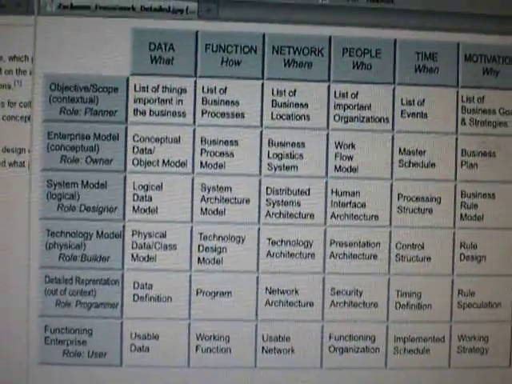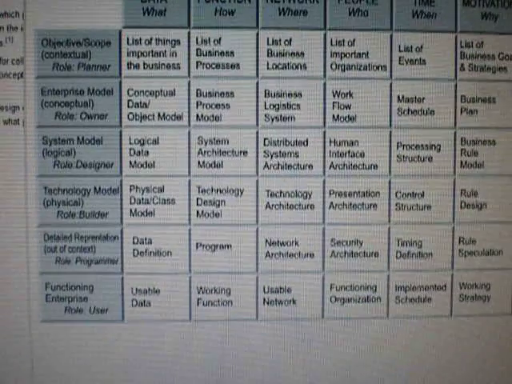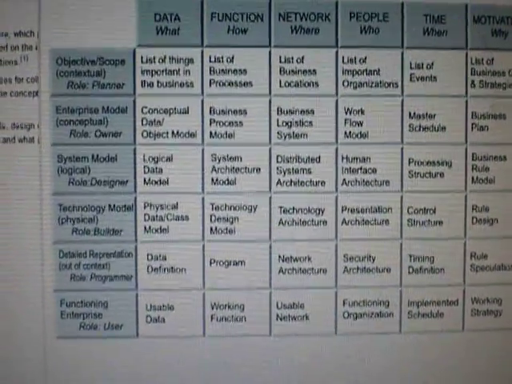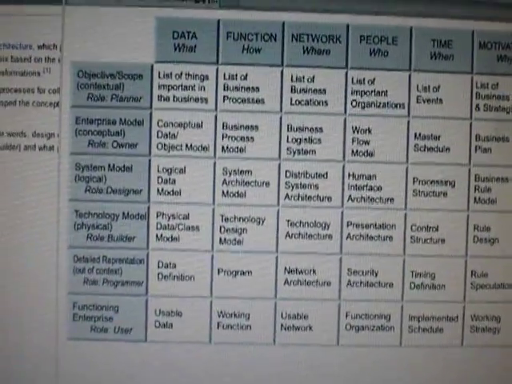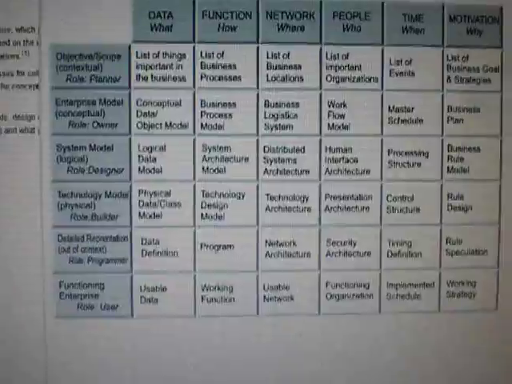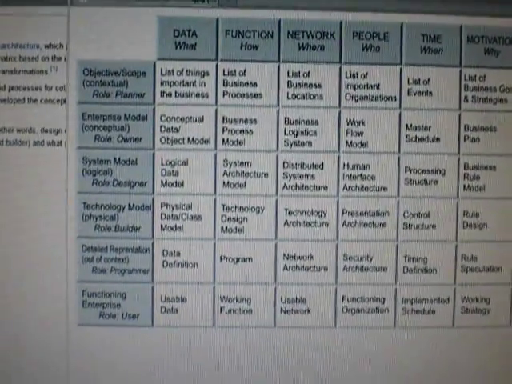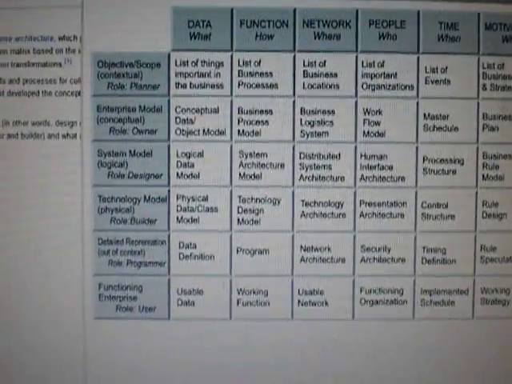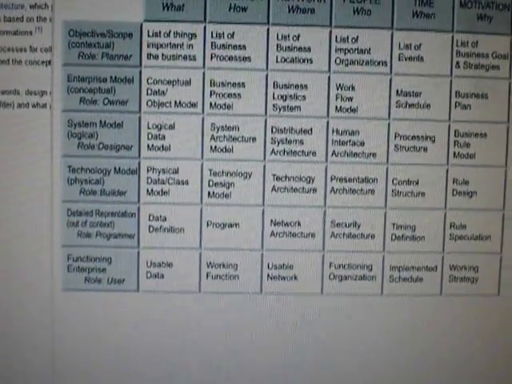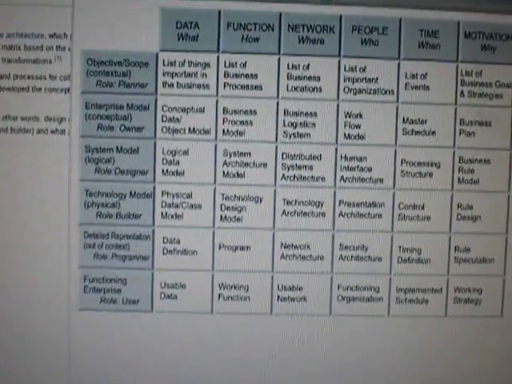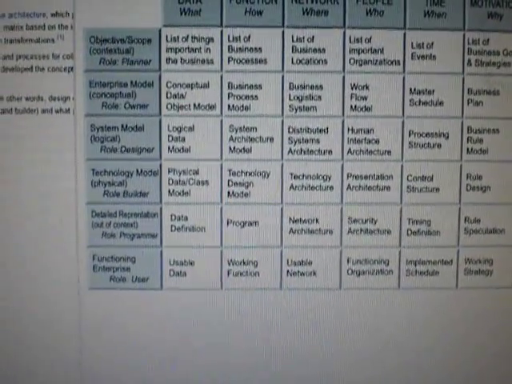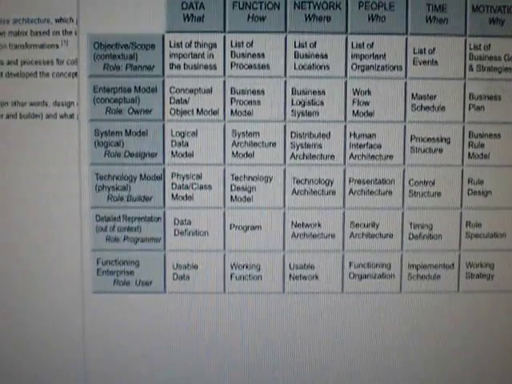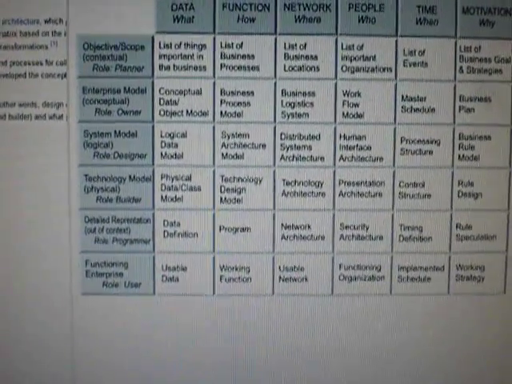Row 2, the enterprise model, concepts, master schedules, workflows, system models, logical data, system architecture, technology model, physical data class model, data detailed representation, i.e. the programmer, the data definition, how things will work, network architecture, security, timing, and the end user as a functioning enterprise. We'll have the usable data, functionable, usable network, functioning organization, implemented schedule, and work strategy.